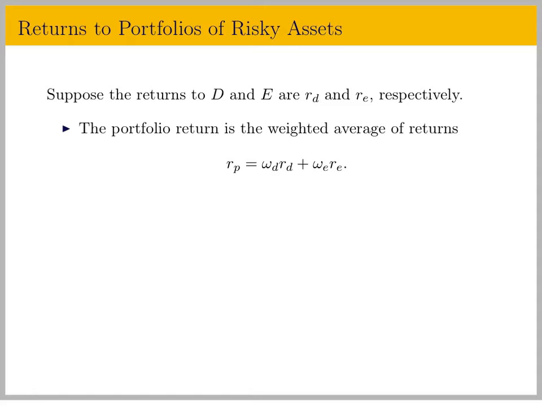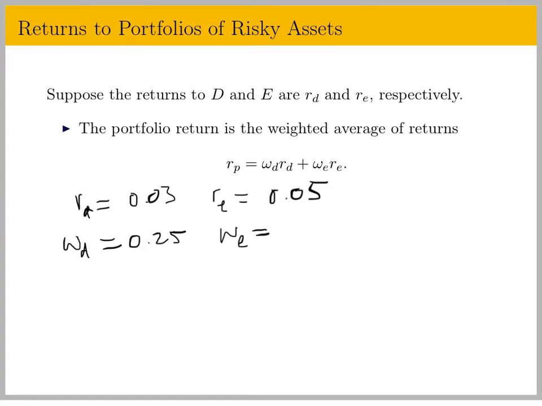More specifically, if I say that R sub D, the net return, is equal to 0.03, and that R sub E is equal to 0.05, so that the equity asset is paying 5% return, and the debt asset is paying 3% return, then if I put, let's say, 25% of my wealth in the debt asset, omega sub D is equal to 0.25, and omega sub E then is equal to 1 minus omega sub D, which is equal to 0.75. So I'm putting 75% of my wealth in the equity asset.